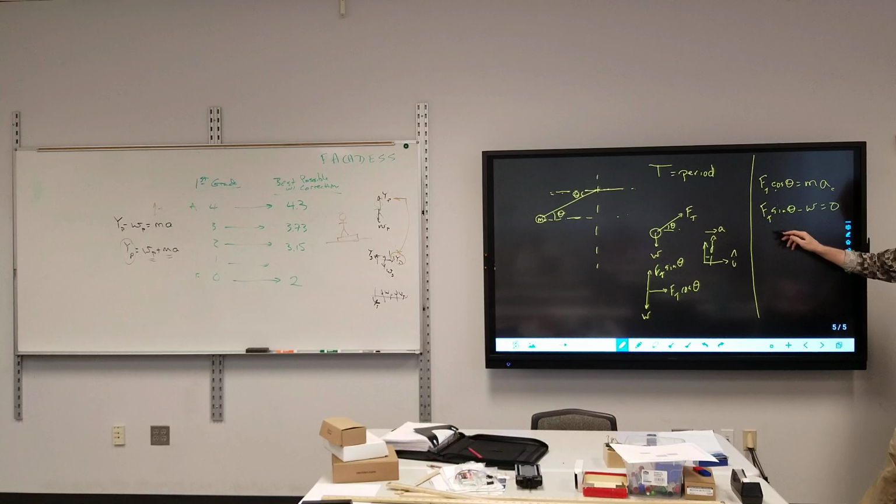All right, so I've got FT cosine theta equals mass times this acceleration here. It is centripetal acceleration. What's the formula? V squared over R. And then the second equation, I've got FT sine theta. I'm going to go ahead and bring the W over, equals mg.